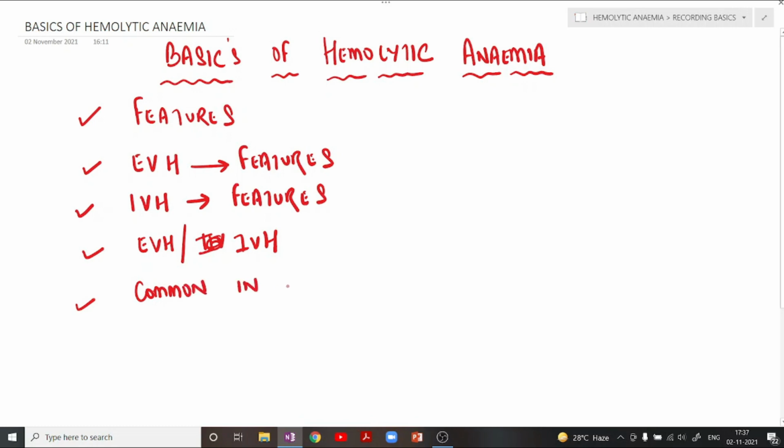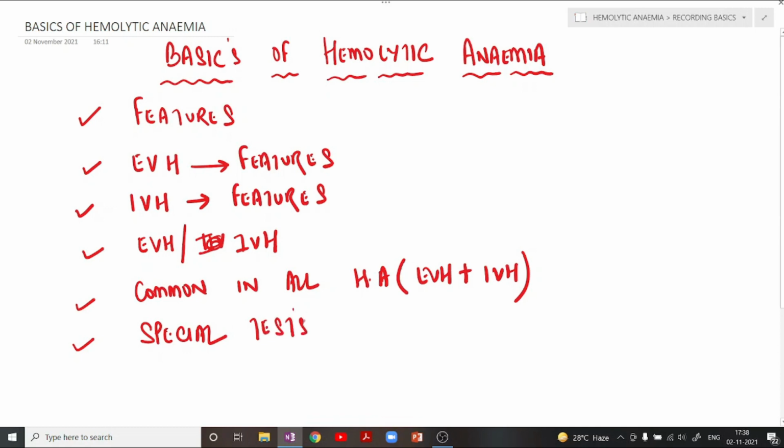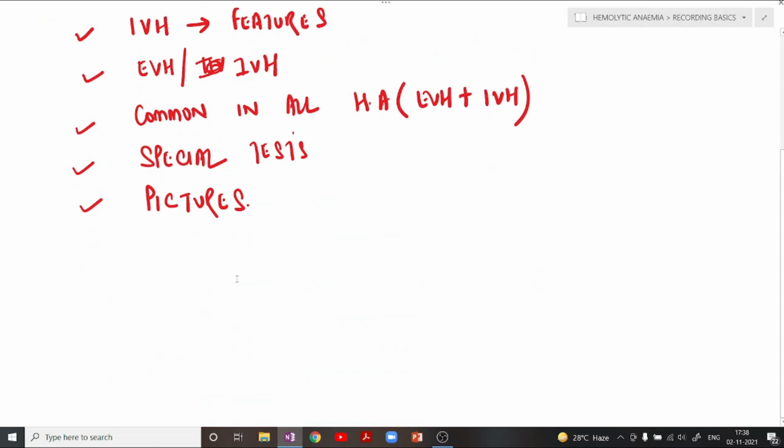Certain features are common in all types of hemolytic anemia, whether it be EVH or IVH. There are certain features which are the same in all types of hemolytic anemia. In the end, we are going to see some special tests that we do to detect the individual causes of hemolytic anemia. And along with that, we are also going to see certain peripheral blood smear pictures. So stay tuned till the end of the video if you wish to understand this topic very nicely.